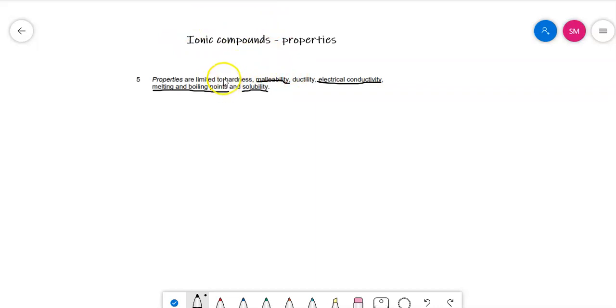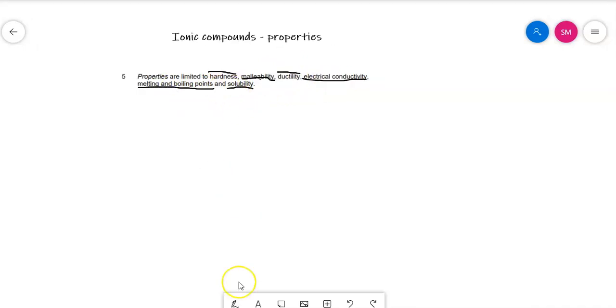I haven't seen any questions about hardness or ductility of ionic compounds, but we'll have a quick look at how we might answer those. But we'll spend most of our time on malleability, electrical conductivity, melting and boiling points, and solubility. So when you're answering any of these questions on any of these properties, the way to start your answer is by describing the structure of ionic compounds.